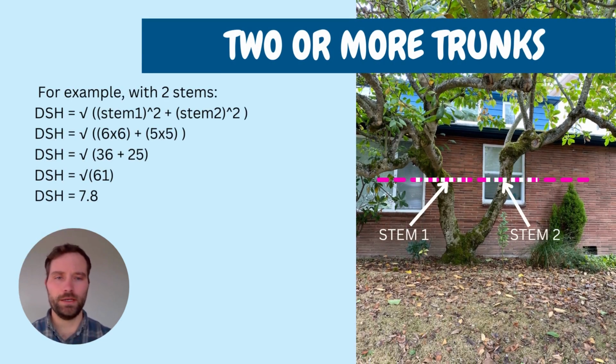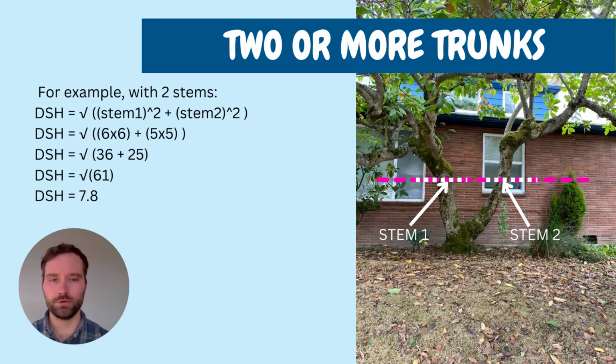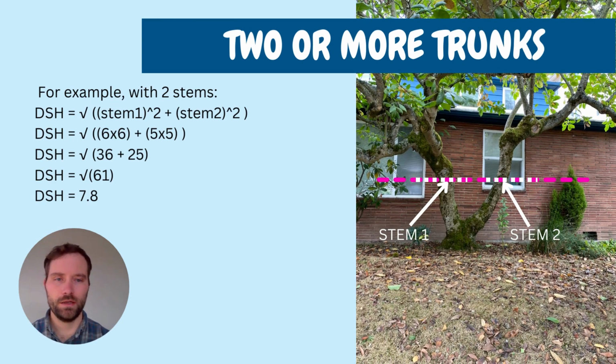A slightly more complicated situation is when there are multiple trunks at 4.5 feet. So in this scenario, that magenta line again is at 4.5 feet, and those two smaller white lines are showing where you're measuring each stem. So you'll take the diameter of stem 1 and the diameter of stem 2.